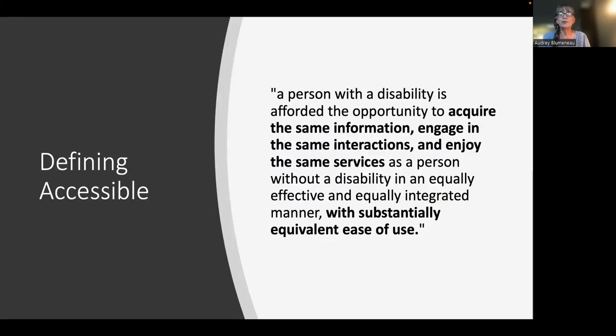So when we're defining accessible, that means that a person with a disability is afforded the opportunity to acquire the same information, engage in the same interactions, and enjoy the same services as a person without a disability in an equally effective and equally integrated manner with substantially equivalent ease of use.